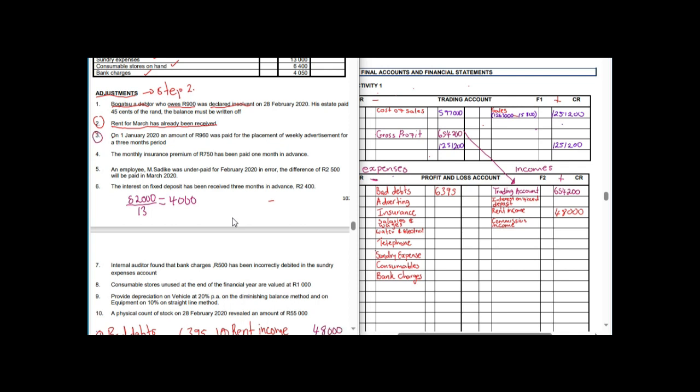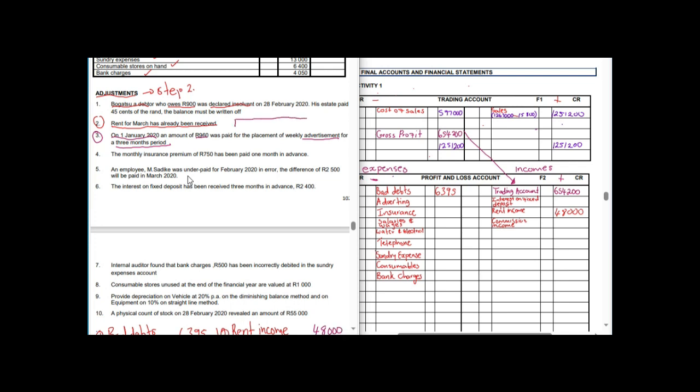It says on the 1st of January 2020, an amount of 960 was paid for placement of weekly advertisement for a 3-month period. Meaning again guys, we need to have what? Our timeline. Our timeline will guide us on what is happening in this transaction. So our timeline, I will just draw my timeline again here.